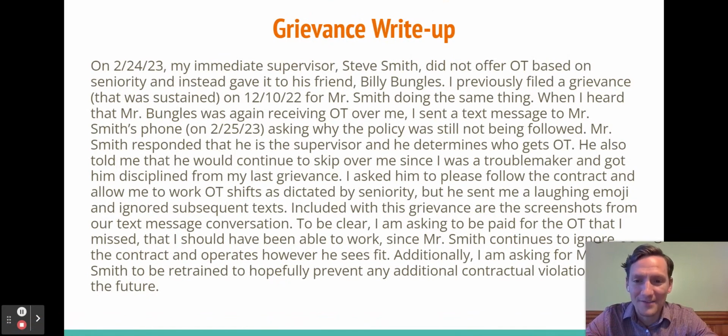Mr. Smith responded that he is the supervisor and he determines who gets OT. He also told me that he would continue to skip over me since I was a troublemaker and got him disciplined from my last grievance. I asked him to please follow the contract and allow me to work overtime shifts as dictated by seniority, but he sent me a laughing emoji and ignored subsequent texts. Included with this grievance are the screenshots from our text message conversation.